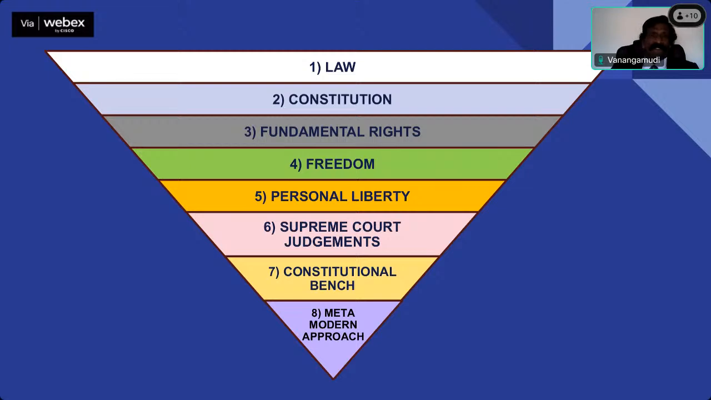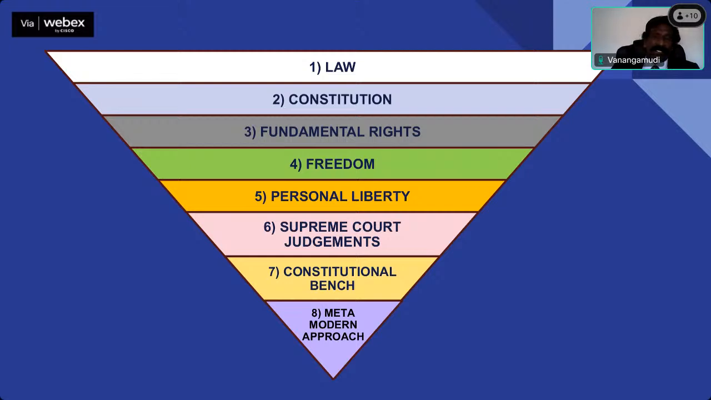Year before last year, it was 4. And before that, it was 3. So from 2001 till date, how many? You can simply select and go for the meta-modern approach of the Supreme Court, with particular reference to the constitution bench, with particular reference to personal liberty, which comes under freedom, which comes under fundamental right, which comes under constitution, which comes under law. This way you can go.